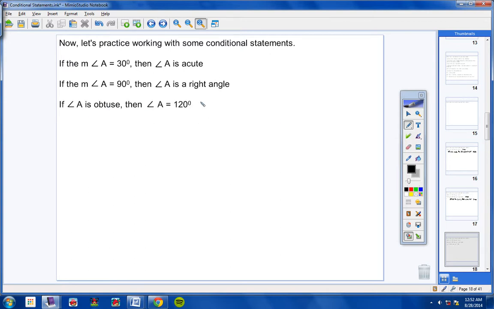Write this one in your notes if you would, please. If angle A is obtuse, then angle A is 120 degrees. Why don't we go ahead and do this? I'm going to have the supervising teacher pause the video. I want you to decide whether or not this is true or false, and then I want you to write the converse, and then I want you to decide whether or not the converse is true or false. Okay, so go ahead and pause the video at this time and go ahead and do that.